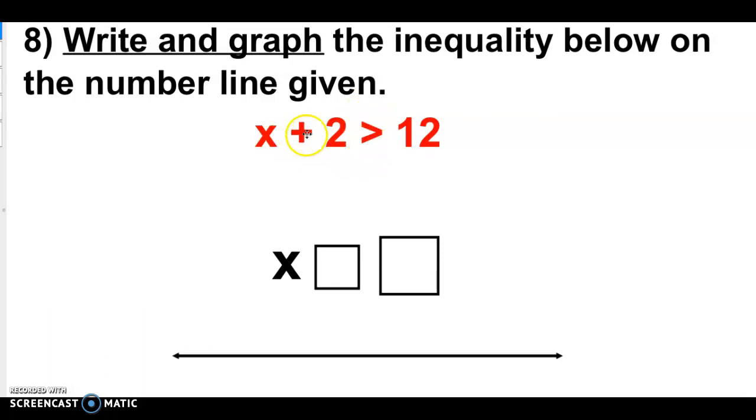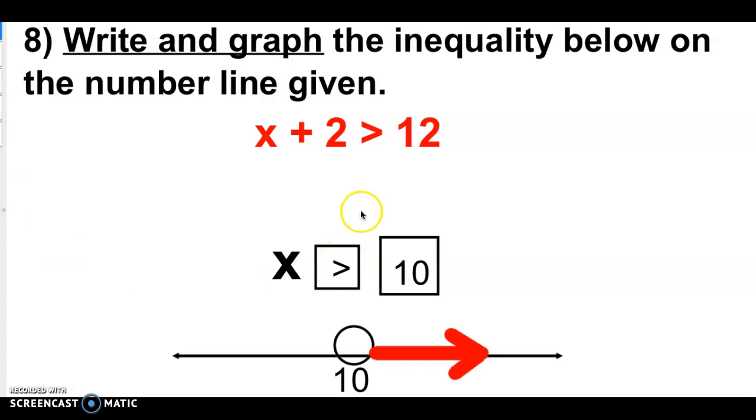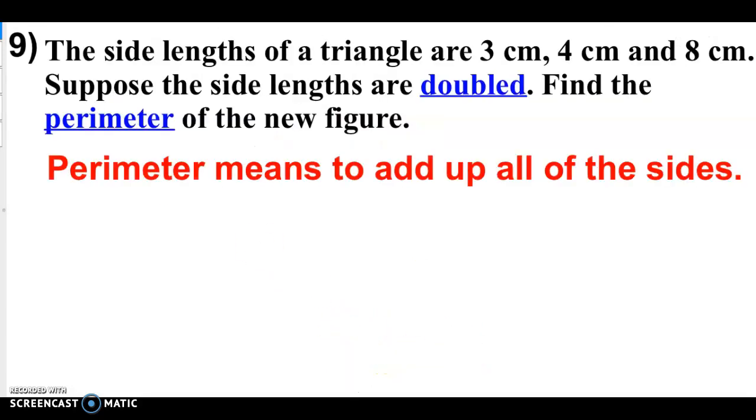You're going to get rid of this 2 by doing minus 2 to each side. Write the answer as X, the symbol, the number, and graph it. Please hit pause. Okay, so when I subtracted 2 from each side, I got X is greater than 10. That is an open circle on 10 because greater than 10 does not include 10. Open circle on 10 and greater than goes to the right on the number line.